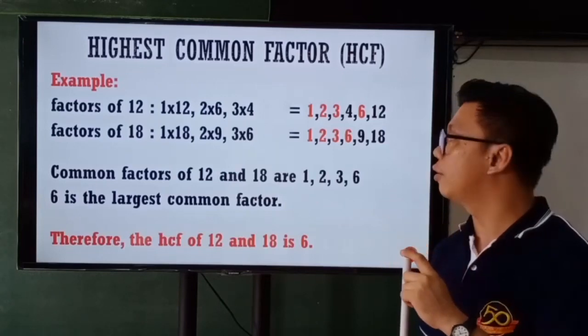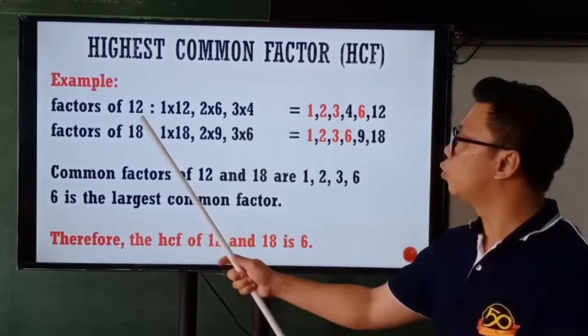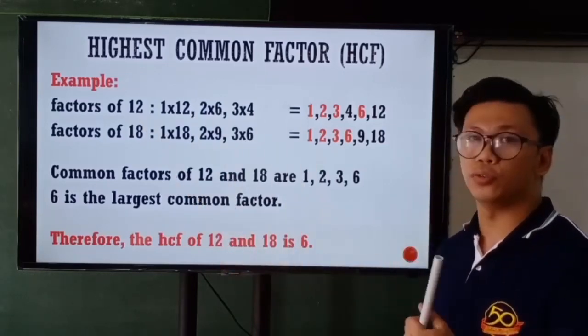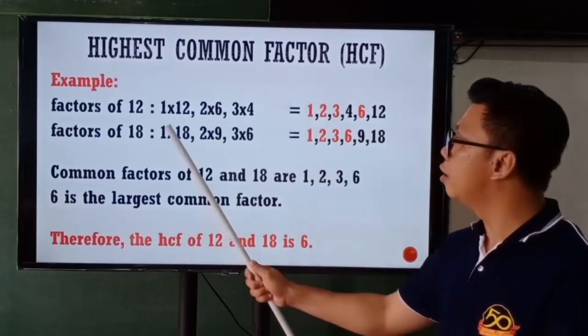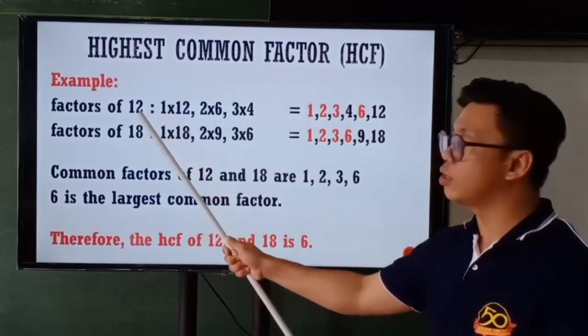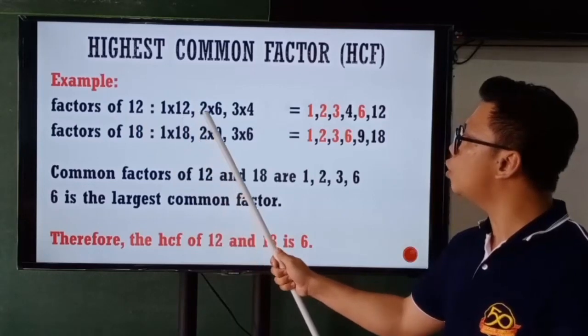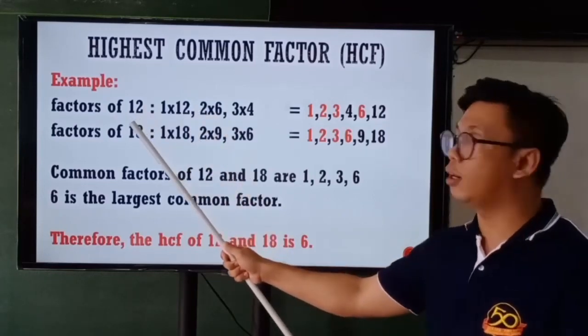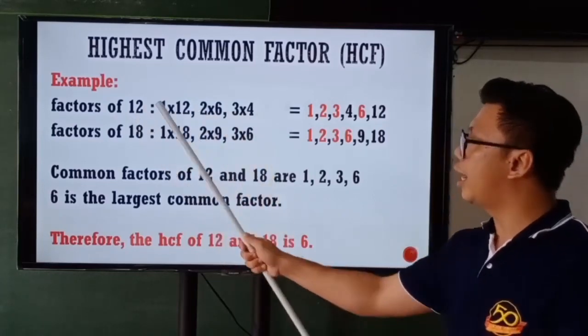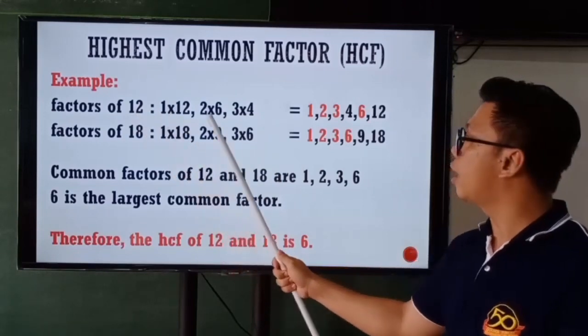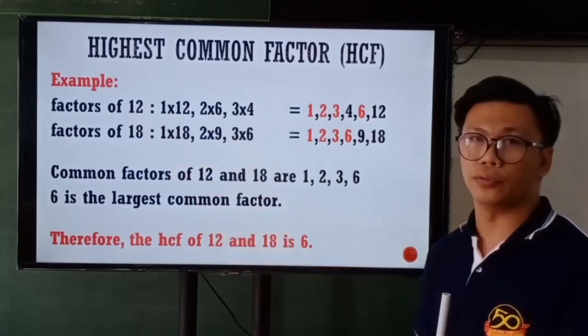First, we will get the factors of 12. So what are the factors of 12? We have 1 times 12, the answer is 12. 2 times 6, the answer is 12. 3 times 4, the answer is 12. So those are our factors of 12.